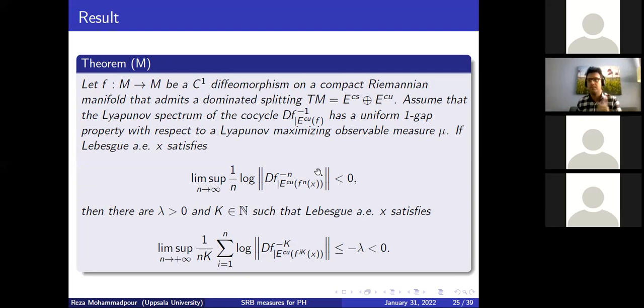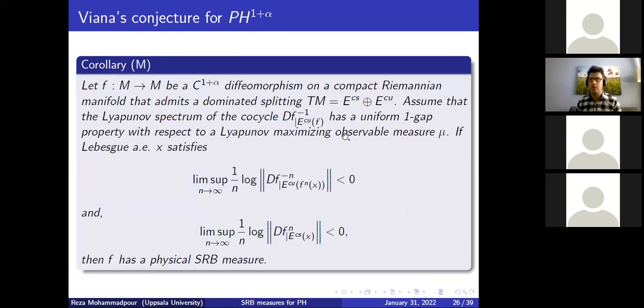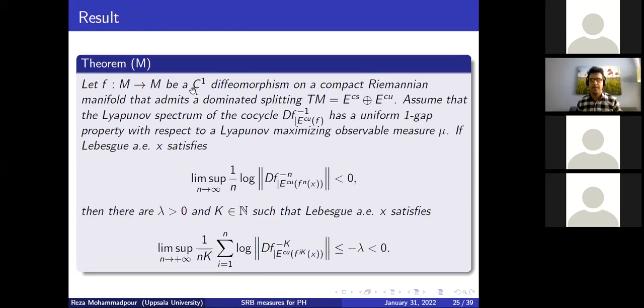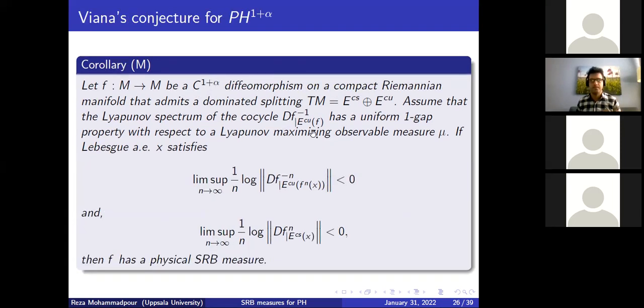Then I'm saying that this gives a positive answer to the Alves–Bonatti question. So as a corollary, we prove the Viana conjecture for partially hyperbolic systems for C1 plus alpha. And pay attention here, this result is for C1. So we prove the Viana conjecture for C1 plus alpha.